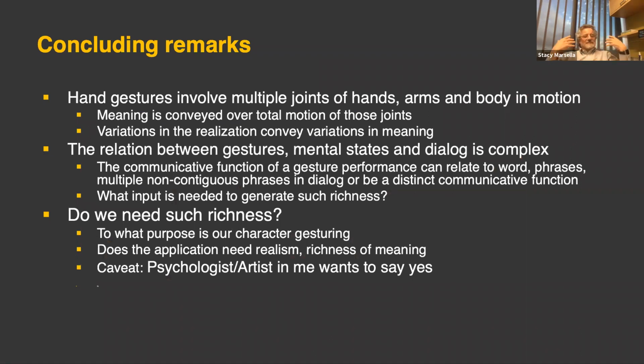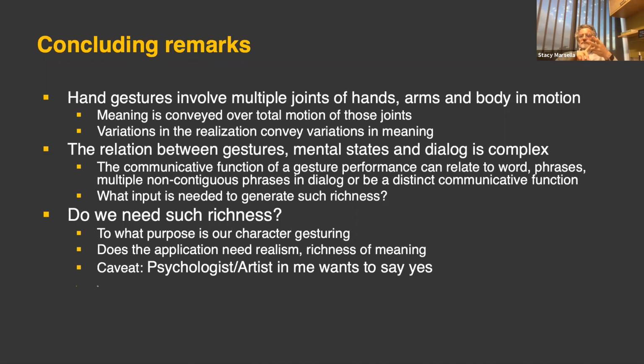So my whole point of going through this is really to say, okay, gestures involve all these joints. Their meaning is conveyed in multiple ways across these joints in terms of the hand shapes, the motion, and variations in that realization convey variations in meaning. The relationship between gestures, mental states, and dialogue is very complex. The communicative function of a gesture performance can relate to words, it can relate to phrases, multiple non-contiguous phrases in the dialogue, or become a distinct communicative function.